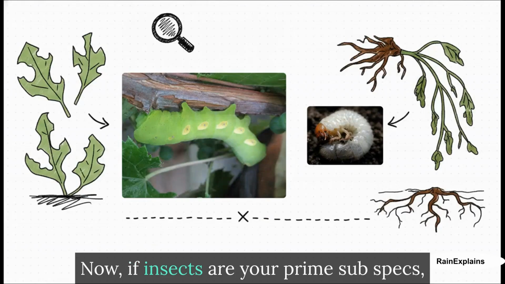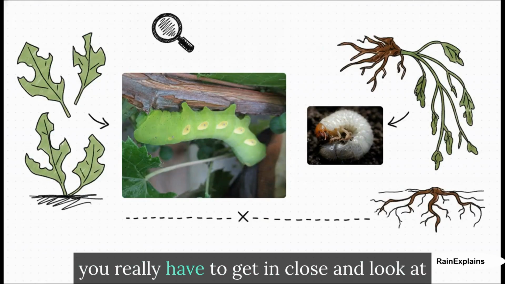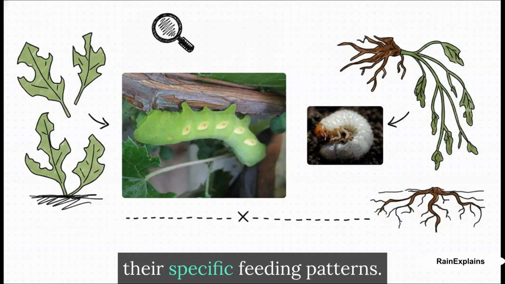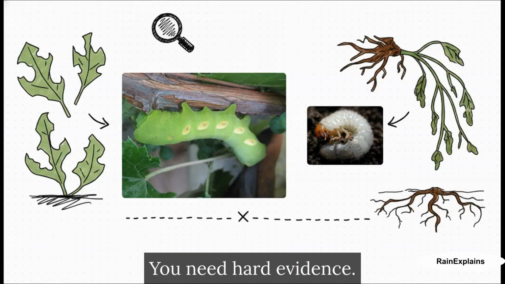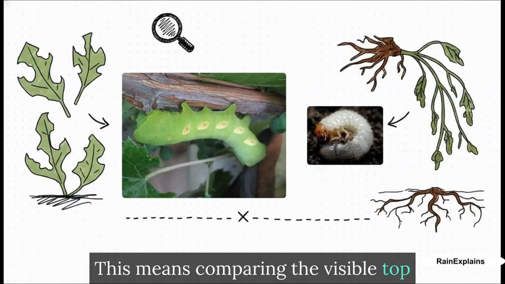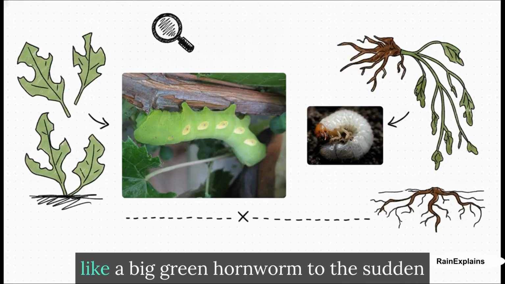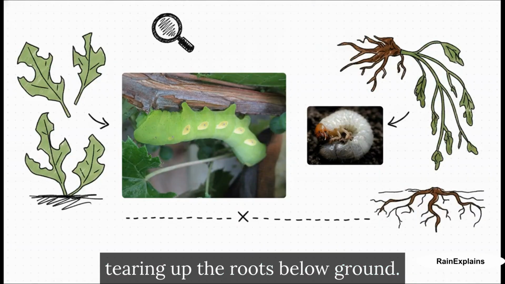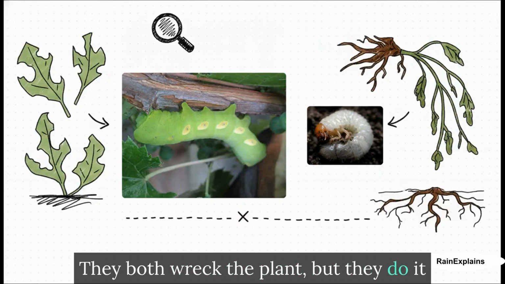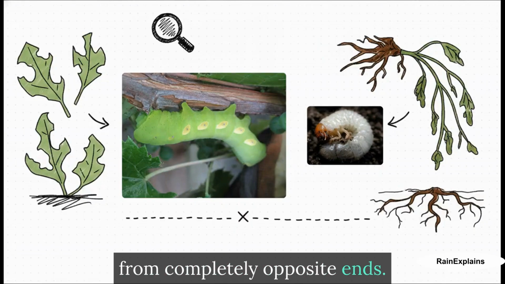Now, if insects are your prime suspects, you really have to get in close and look at their specific feeding patterns. You can't just guess. You need hard evidence. This means comparing the visible top-down chewing damage of a caterpillar, like a big green hornworm, to the sudden, mysterious wilting caused by a grub tearing up the roots below ground. They both wreck the plant, but they do it from completely opposite ends.